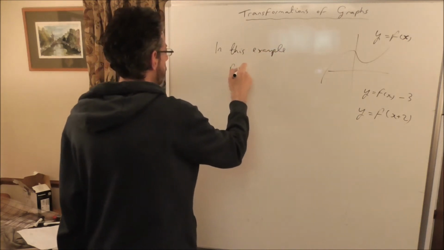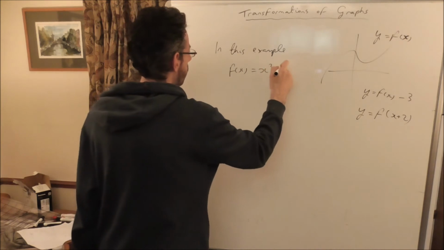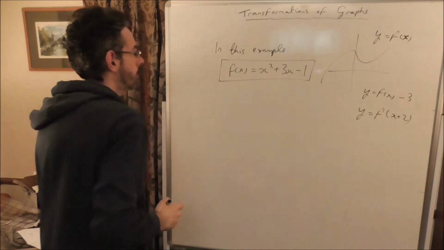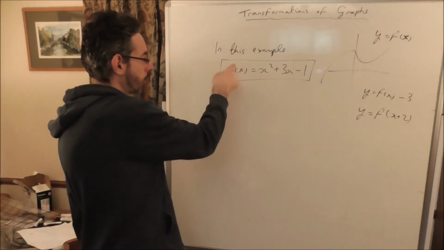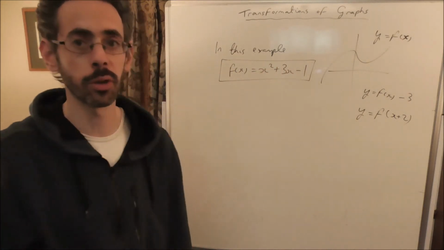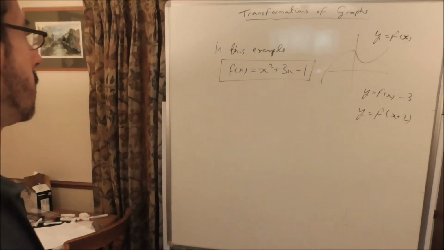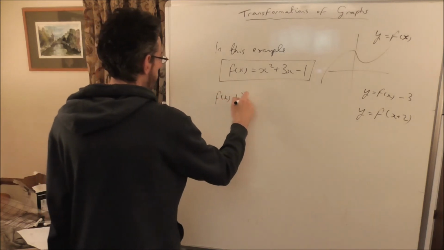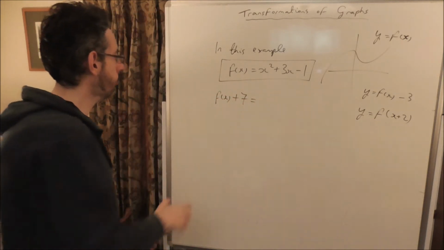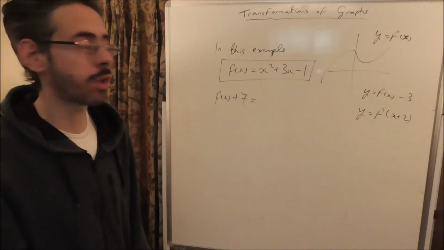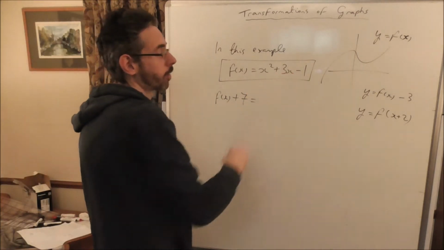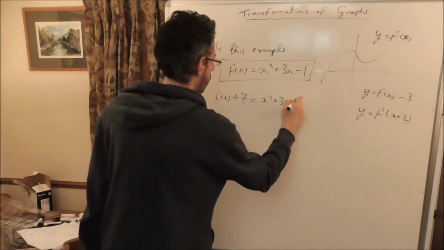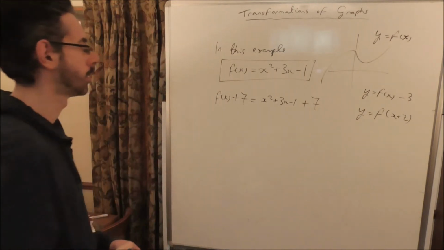f of x stands for x squared plus 3x minus 1. So in this example that I'm about to do, that's what f of x stands for. So whenever I write f of x, I just mean this expression here. I mean x squared plus 3x minus 1. So if I wrote f of x plus 7, what would this mean? Well, f of x plus 7 just means this expression with a plus 7 stuck on the end. So it just means x squared plus 3x minus 1 with a plus 7 stuck on the end.